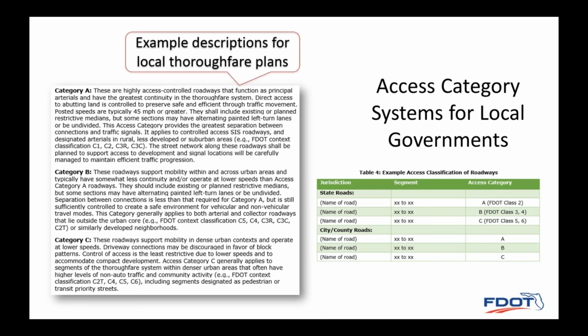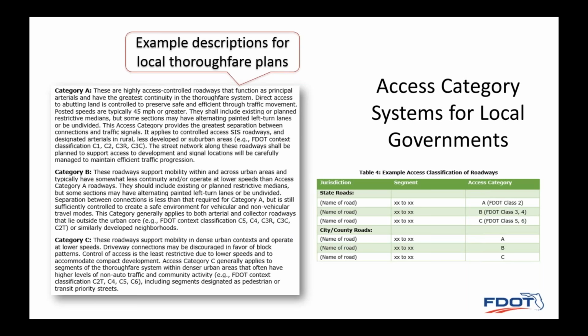But they're not at the same level as a Category A, and they should include medians, both of them. In this case, they might have some that are undivided or not, but you're still trying to get good control of those for a safe environment for everybody, including your bicyclists and pedestrians. And so you're seeing some of the context classifications there as well.